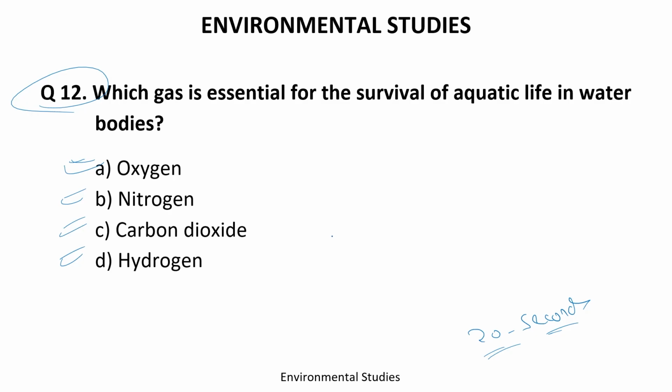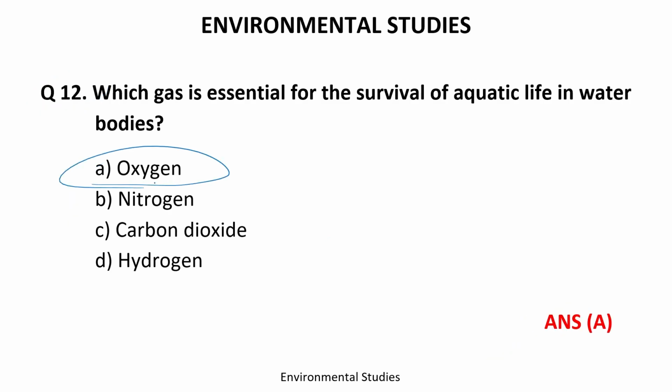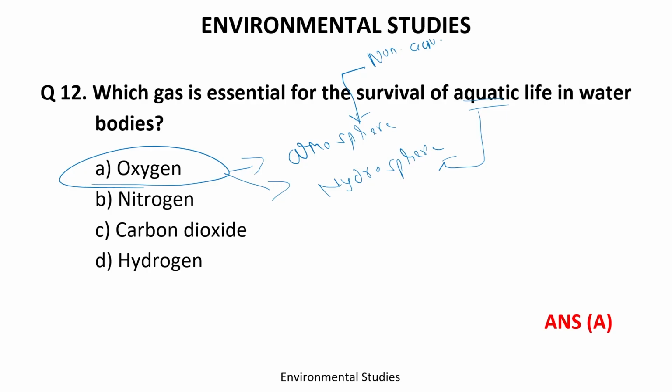Oxygen. Alright. Basically, oxygen is dissolved in the atmosphere as well as in the hydrosphere. But the difference is the aquatic animals could only use the hydrospheric oxygen and the non-aquatic animals could only use the atmospheric oxygen. Alright. So this is the difference. Okay. Now let's move forward.